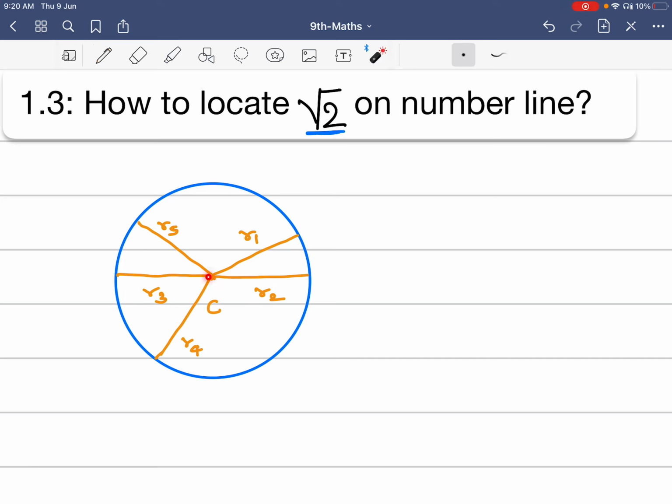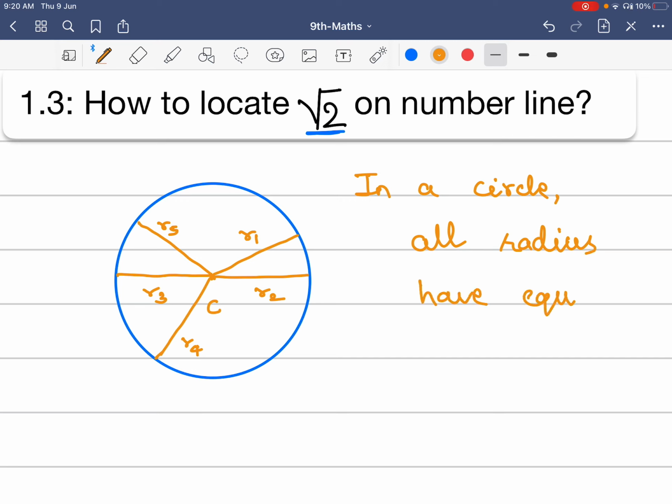So we know the definition of a radius. A radius is a line from the center of the circle to the surface of the circle. So in this way we can have an infinite number of radii for a given circle. The property that we must be aware of is that in a circle, all radii have equal length. All the radii have equal length for any given circle.